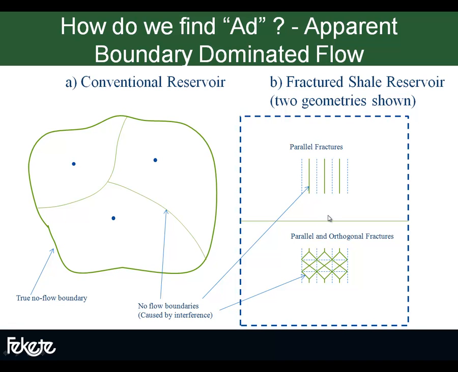In any case, both of these cases are going to show a signal at some point in time in their well performance that indicates a transition to boundary dominated flow, and that signal, that indication, is going to give us some sense of the size of the stimulated rock volume. This is very different from the conventional case, in which boundary dominated flow gives us a sense for the size, volumetrically, of the reservoir. These are very different attributes.